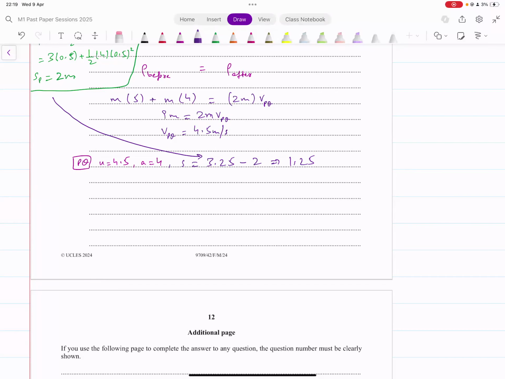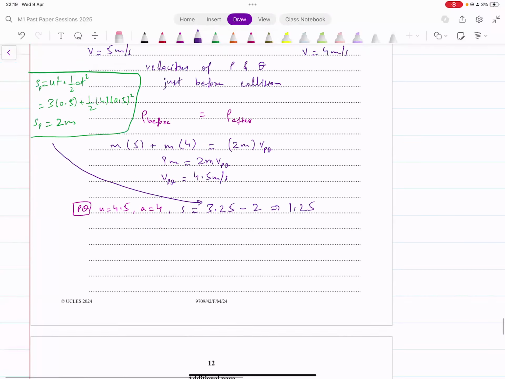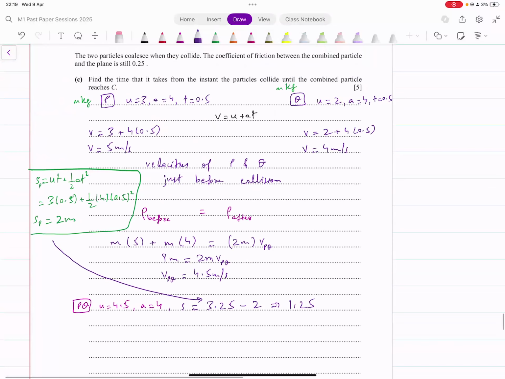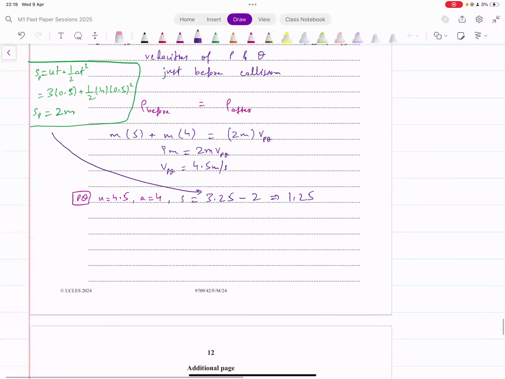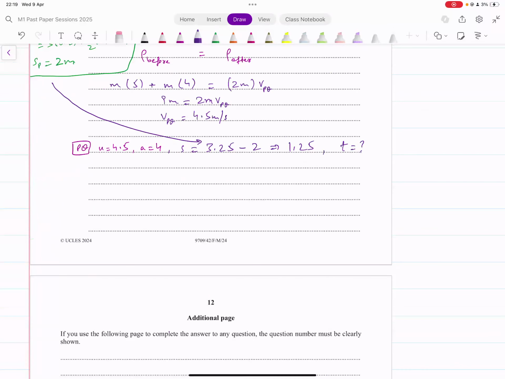Now we've got U, A, and S. What we have to find is the time it takes from that collision point until the combined particle reaches C. So what's the time taken? Which equation connects these 4 things: S, U, A, and T? S equals UT plus half AT squared. Let's use that and see what that gives us. S is 1.25 equals 4.5 into time, which is T, plus 1 over 2 into 4 into T squared. And you have to find the value of T.